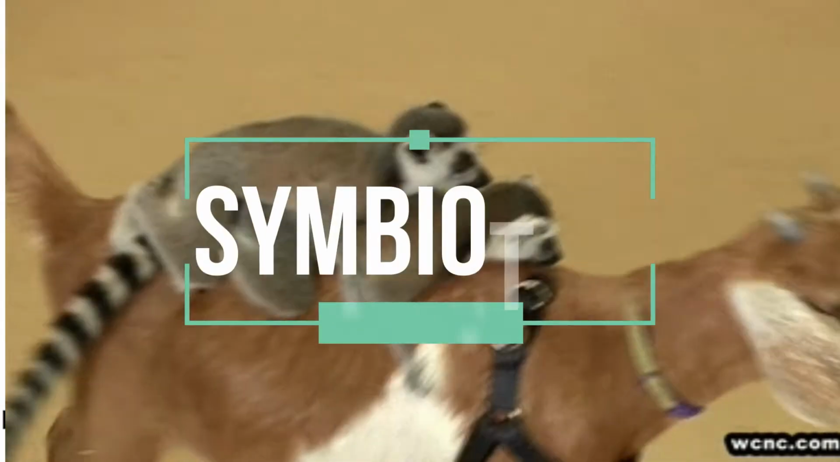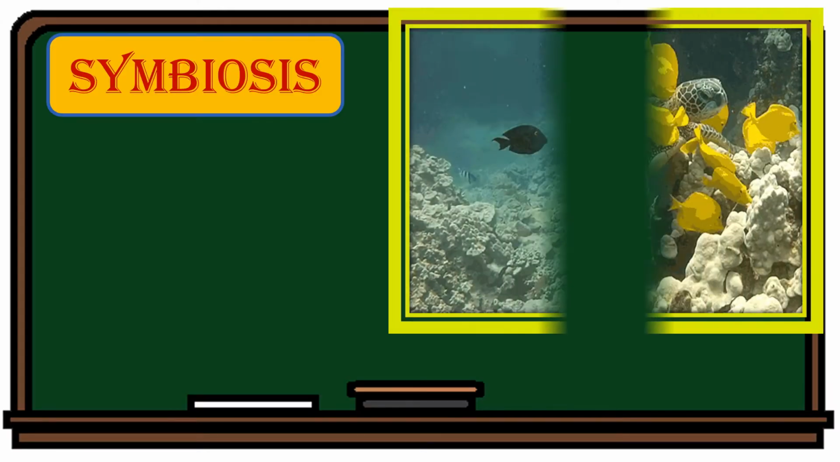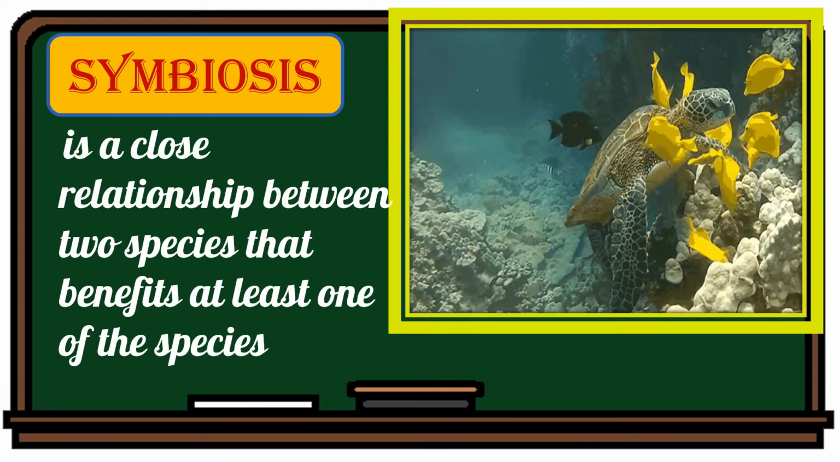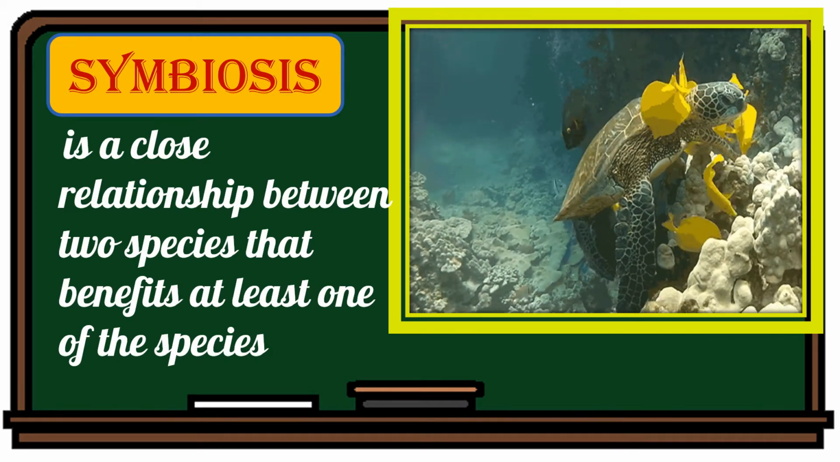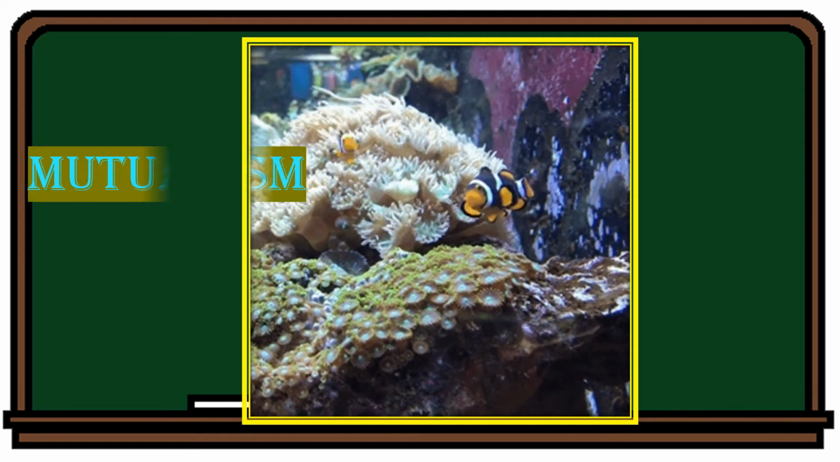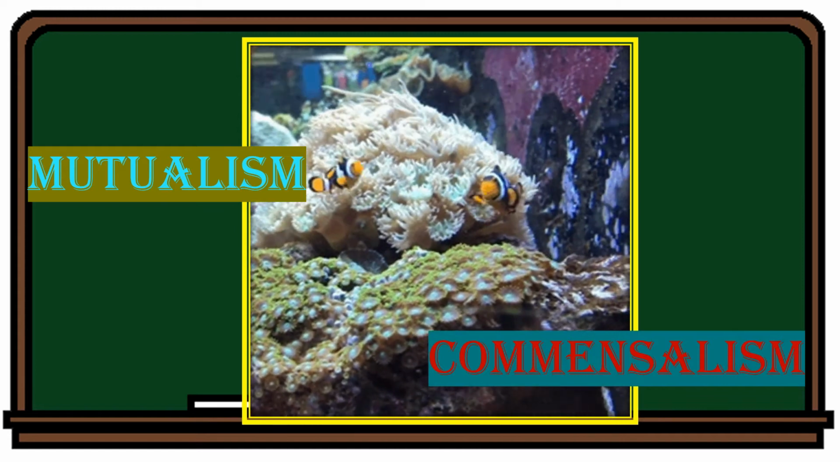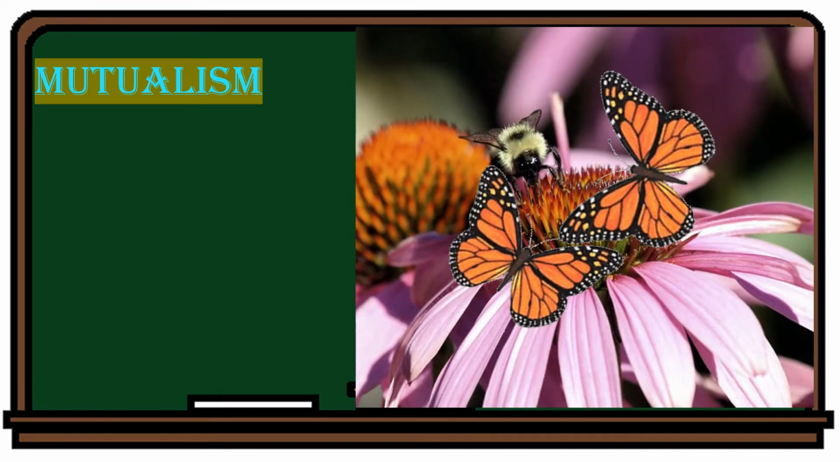There are some types of symbiotic relationships. Symbiosis is a close relationship between two species that benefits at least one of the species. These are mutualism and commensalism. Now class, let us discuss mutualism as one of the types of symbiotic relationships.